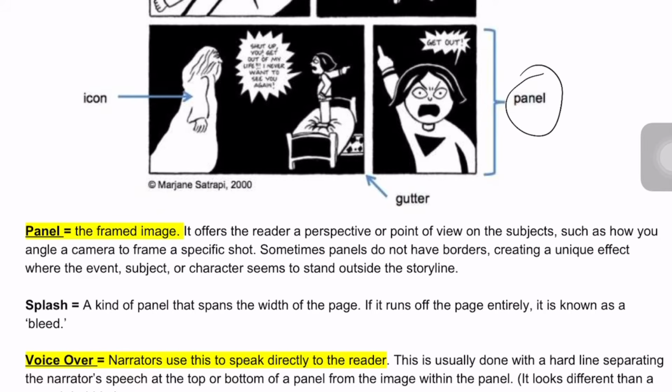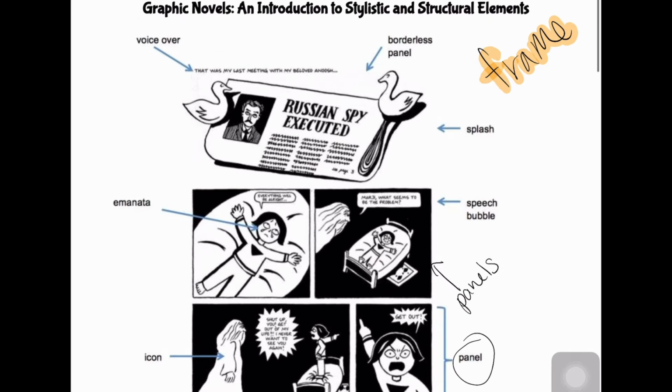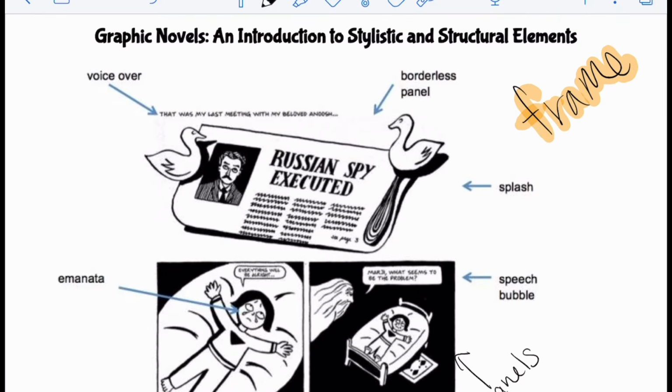Okay, so a panel is a framed image. So any of these right here, these are all examples of panels. Okay, each of these little boxes. You also can have one that's borderless. So if you go up to the top here, you'll see there's this newspaper front page that is part of the graphic novel, the frame of the page, but it doesn't have a border around it. And sometimes the authors of these graphic novels do that for a reason, maybe to make it stand out more. So there's different reasons why they might have that borderless panel.